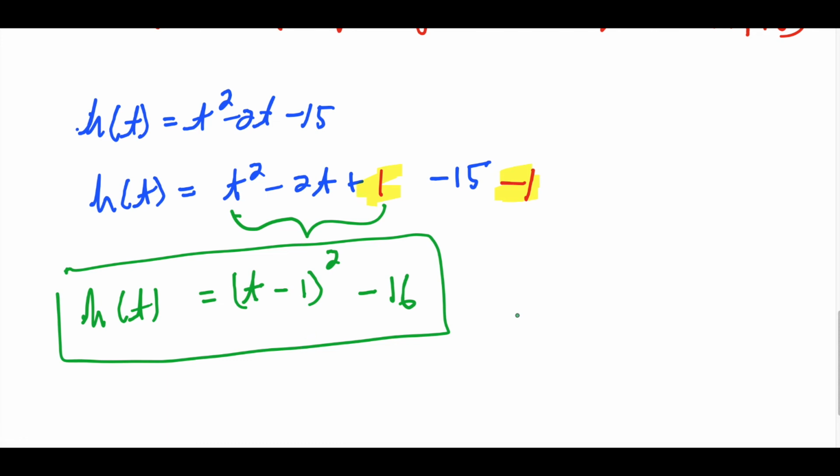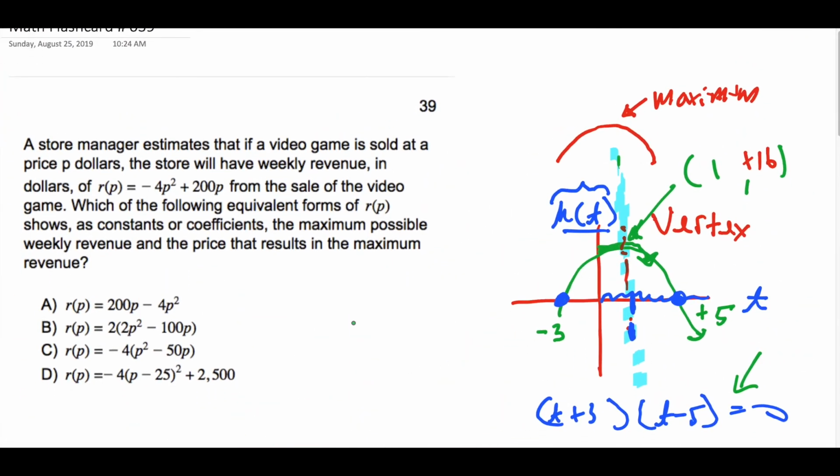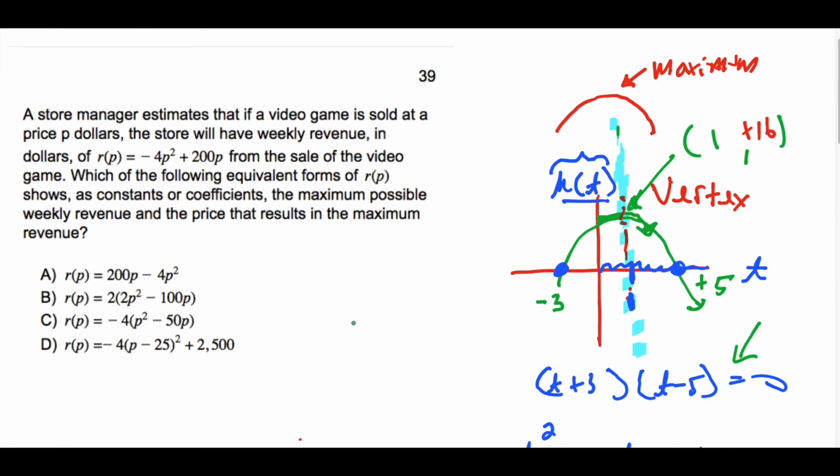Okay, and now we have the vertex. What's the vertex? It's 1 comma negative 16. But opposite sign, take the sign. Yeah, I was just changing it. Oh, for this problem, okay. So that's what they want you to do here for this problem.